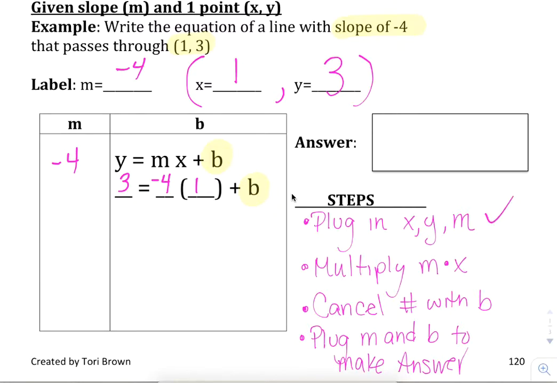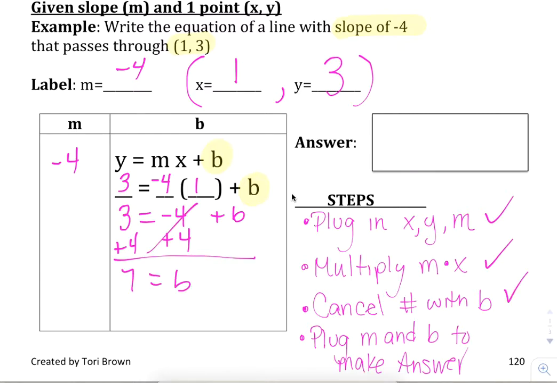I did that. Next thing I'm going to do is multiply that parenthesis, my m and my x. So -4 times 1 is a -4. I'm bringing down everything else. Okay, so we multiplied. I'm going to cancel out the number that's over there with b. So who's with b? That's the -4. I need to cancel a -4 by adding 4 to both sides. When I do that, I get 7. That is my b. Now that I have m and b, I can make my equation. Y equals my m, -4x, plus my b, plus 7.